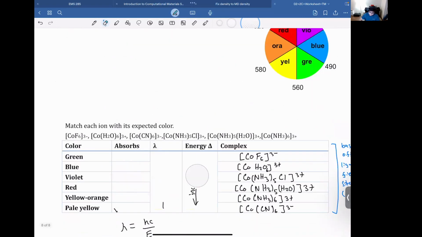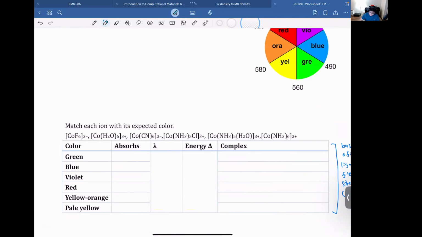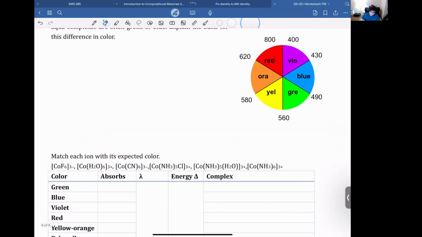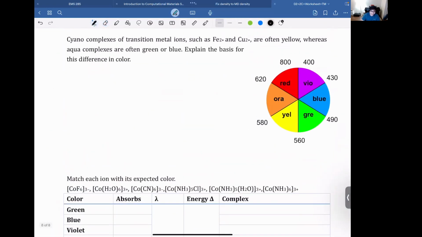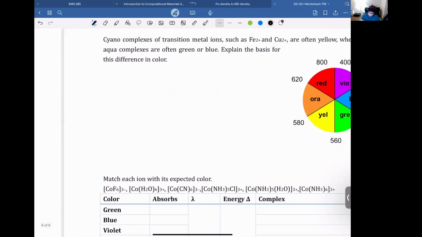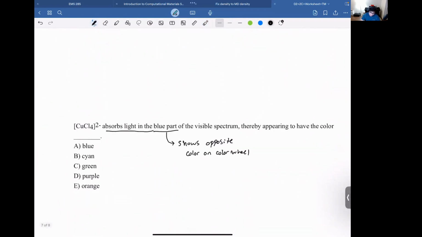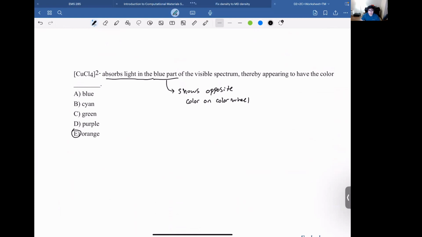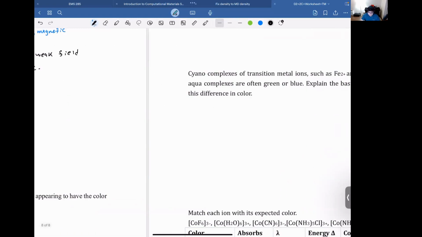Oh, my apologies. Audio cut out for any of those of you who are seeing this. So we're recording. We look at the color wheel here. We have blue, and it's opposite to orange. So if it absorbs blue light, then we see orange light.